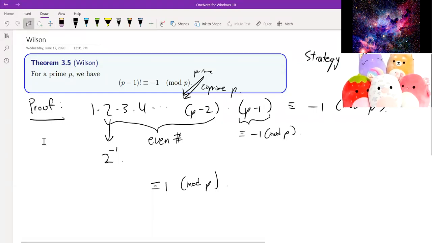So yeah, this is actually a lot simpler than the example problem we did earlier. That one was an actual problem. This one is very simple. We just pair inverses, and we know they exist because p is a prime number.